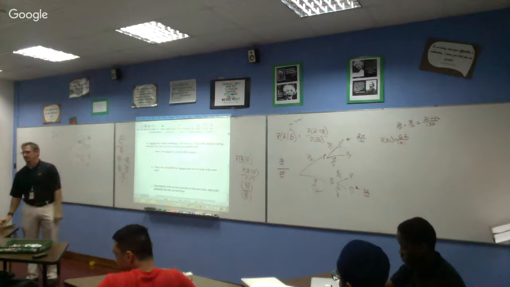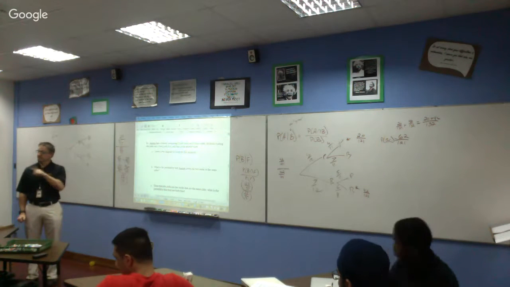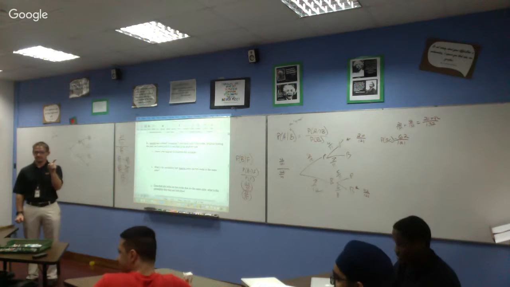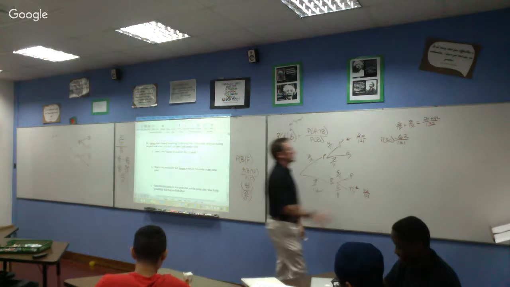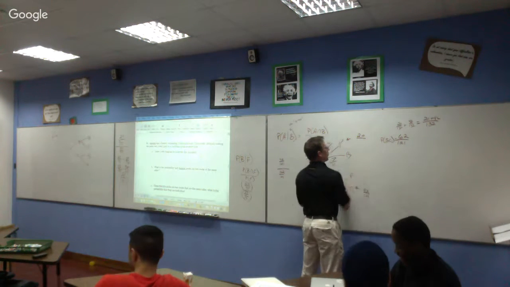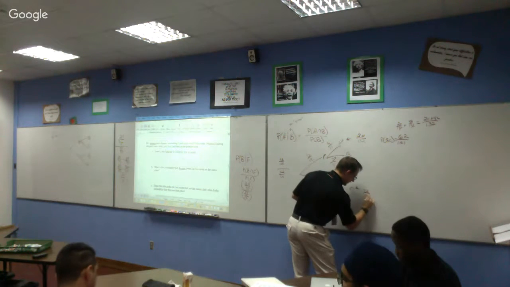11 times 11 is 121. 12 times 11 is 132. You know that. We're paying attention. Okay, come on. So, it's 20 out of 132.